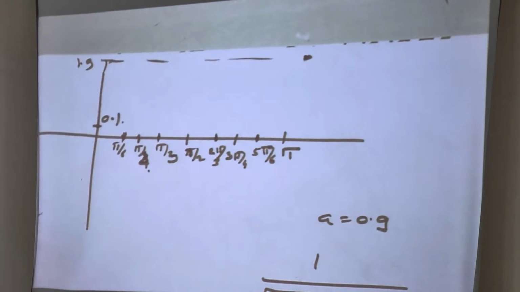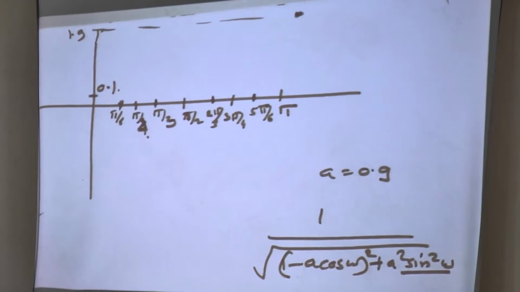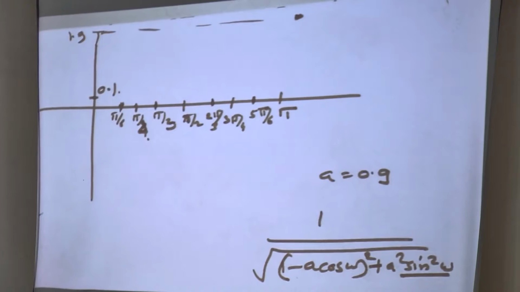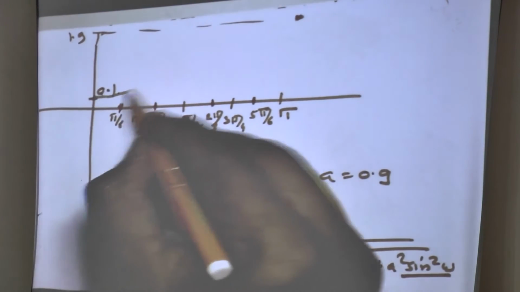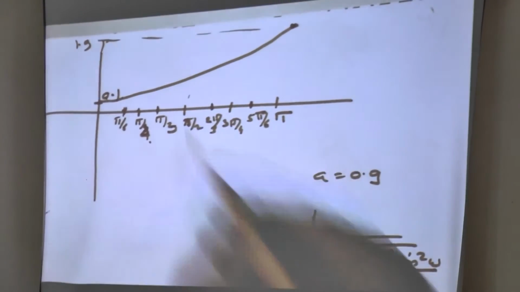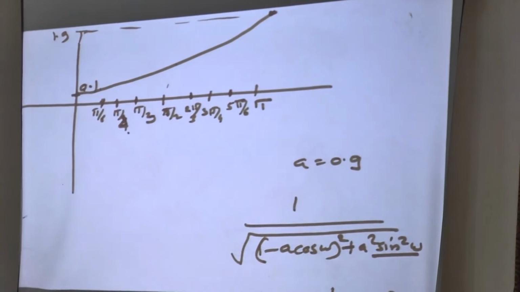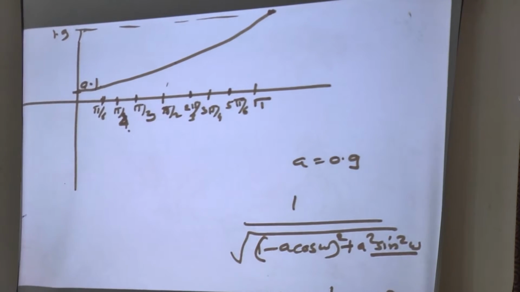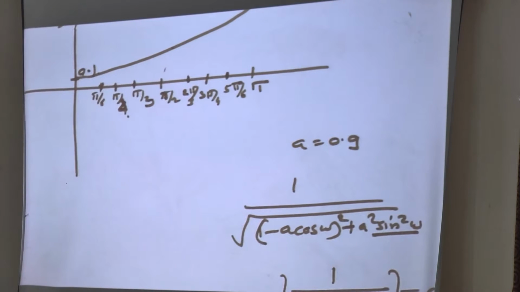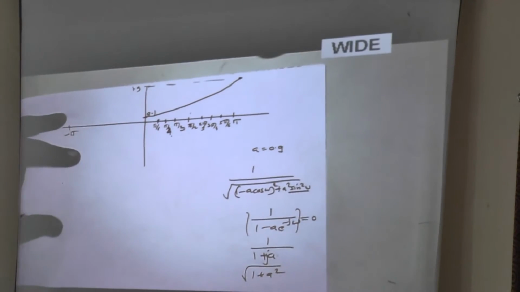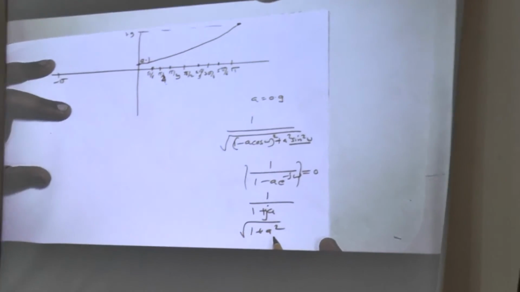In between, it does not go to 0 any time. Is there a possibility for the mod of this to be equal to 0? Is there a possibility of cosine and sine? No possibility. So, it is going to be something like this. You can check. For example, at pi by 2, this becomes 1 by 1 minus a e to the power minus j pi by 2. Pi by 2 is what? Minus j. So, this becomes plus j times a. What is the magnitude? Square root of 1 plus a square. So, a square is 0.9. 1 by 1 plus a square.